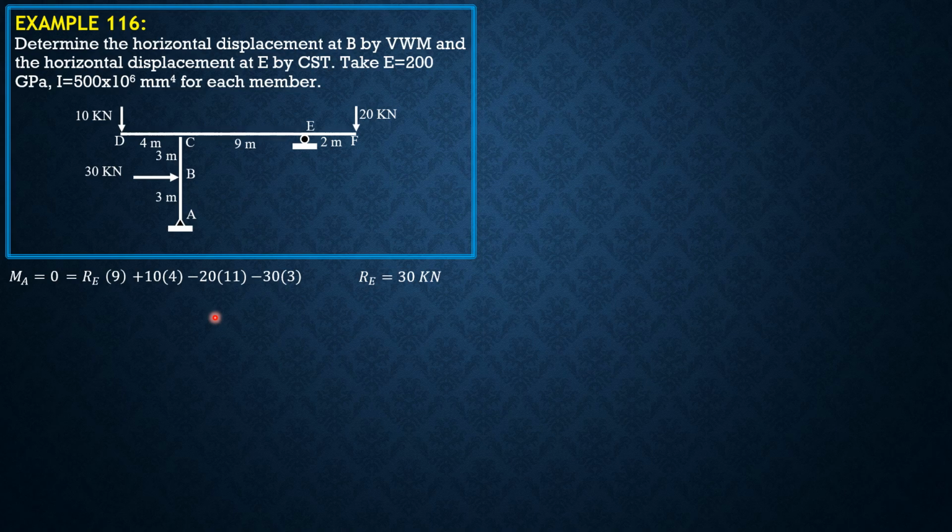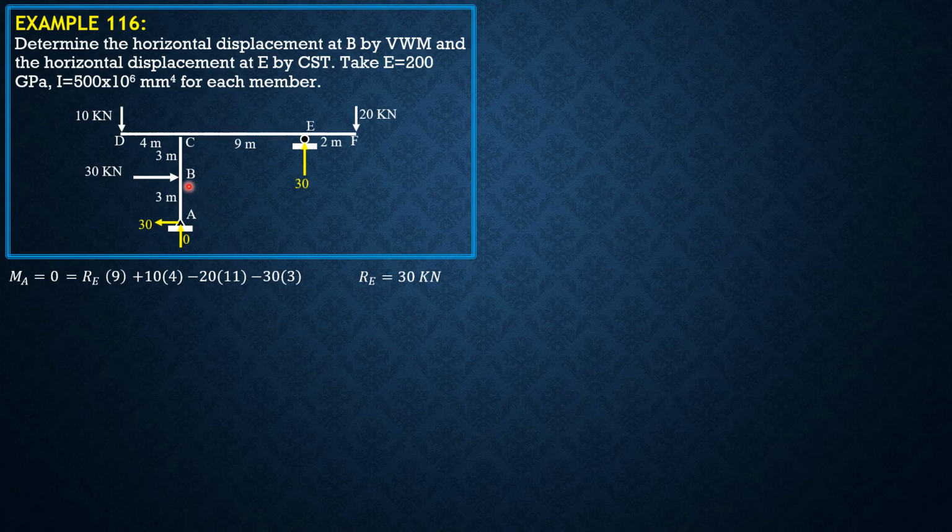Then summation forces Y. The horizontal reaction at A, summation forces X equals 0, should be 30 leftward. And summation forces Y, 30 minus 20 minus 10 is 0, so 0. So that's it.